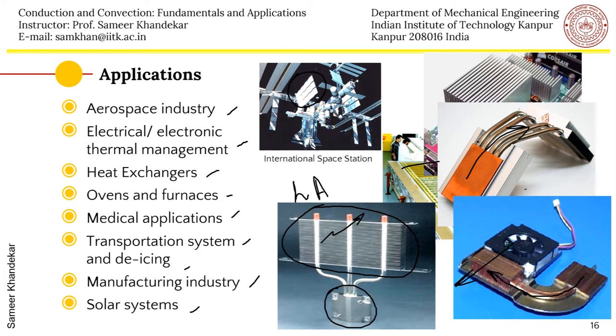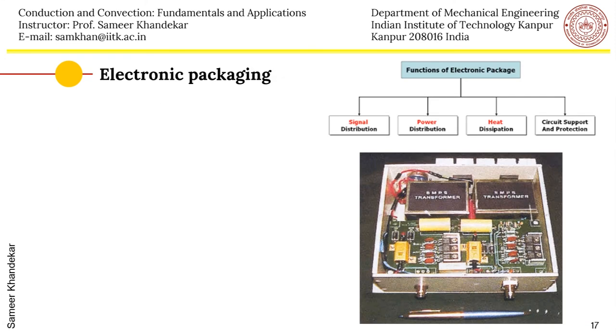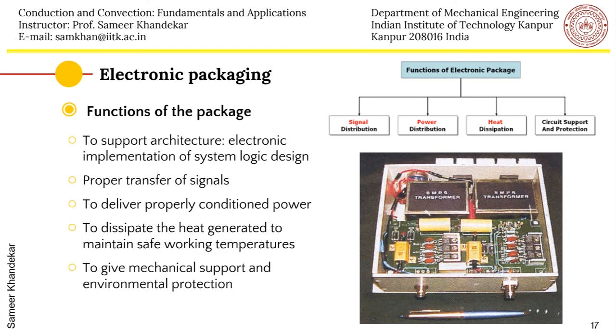So if you see any electronic package, it has multiple functions. It has to support the architecture, it has to transfer proper signals, the conditioned power has to be given from the transformers to the electronic devices, and of course a very important function is to dissipate the generated heat to maintain safe working temperatures, and then to give mechanical support and environmental protection. So this heat dissipation in many of the modern electronic systems is actually done by heat pipes.